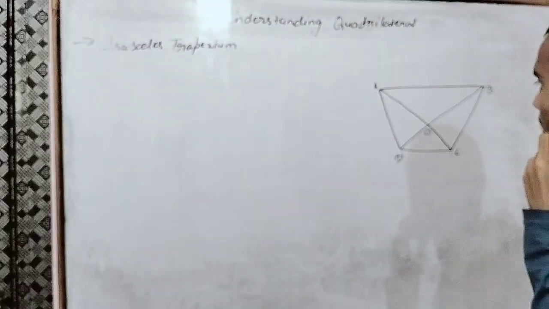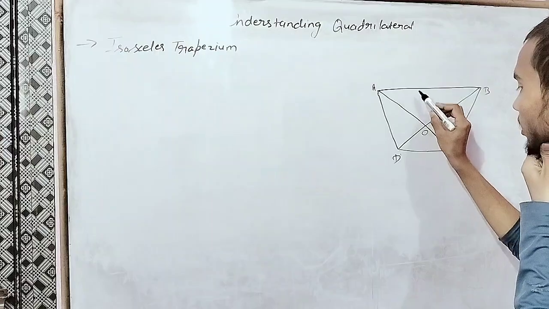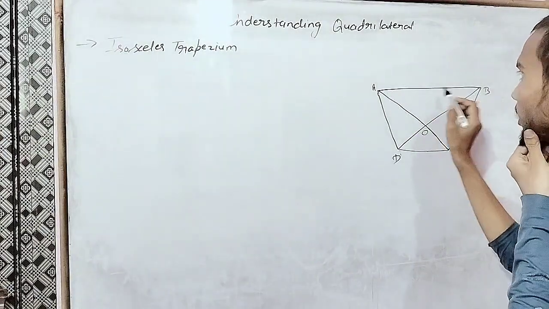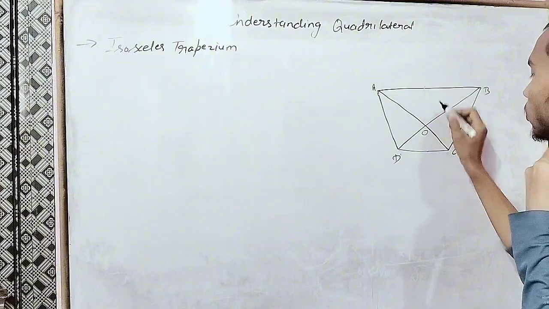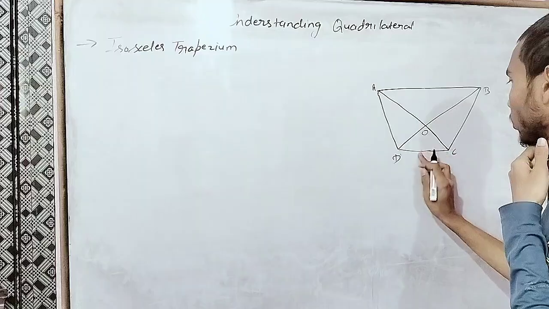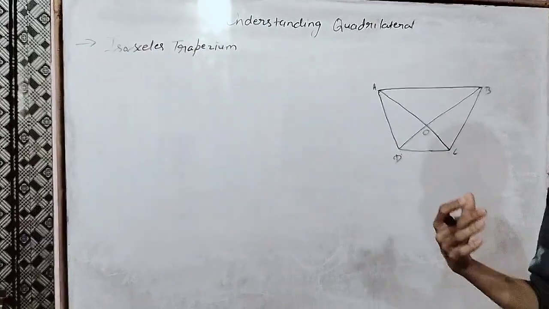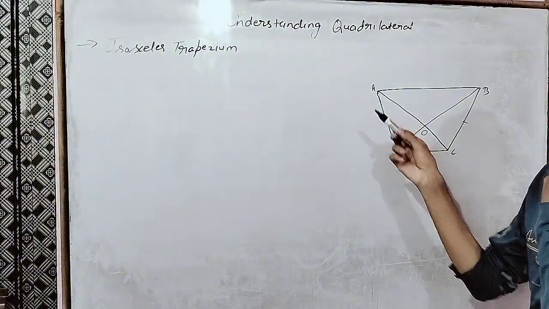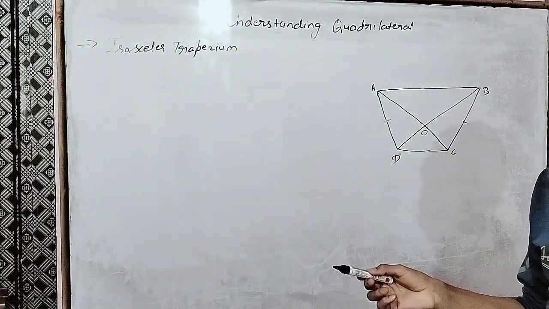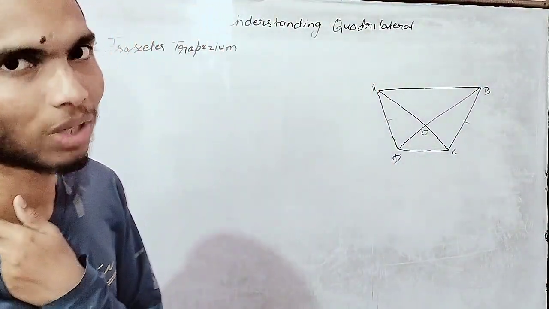Isosceles. So here, the measurement of this is 5, so we can't say that the measure of AB is 5. No, this will be unequal. Now here, the measure of AD is 5 centimeter, so the measure of BC will also be 5 centimeter. So this is describing that the measure of non-parallel lines are equal to each other.